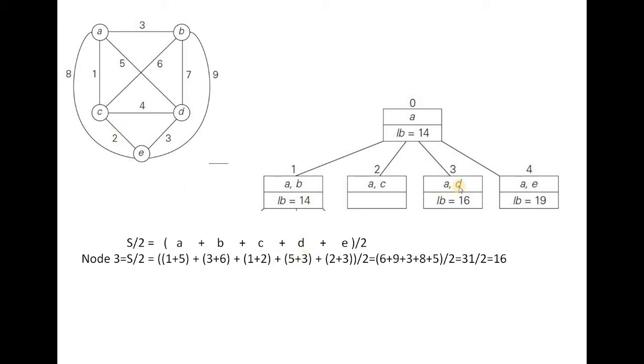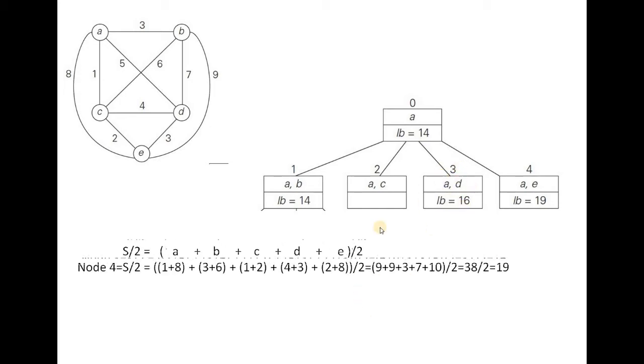D is there in the pair. So for D towards A, one of the route is fixed, this 5. And one more least cost path is towards C, whose value is 3. So 5 plus 3. That is written here. E is not there in the pair. Directly pick two least cost paths, towards C, towards D, 2 and 3 respectively. Those are written here. Find out the sum of all these. So sum is 31. Divide by 2 will give you the value 16, which is the lower bound value for node 3.